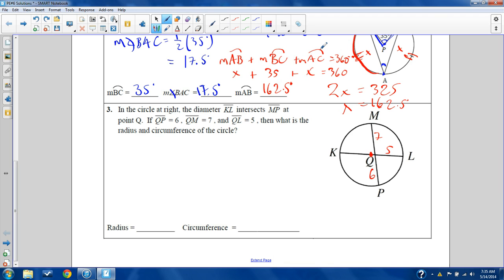Okay? So what is the radius and circumference of the... Hang on a second, I got a phone call. I'm putting it away. You might hear a vibration in the background if it rings again.